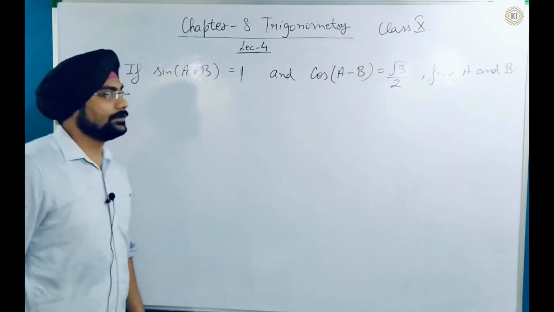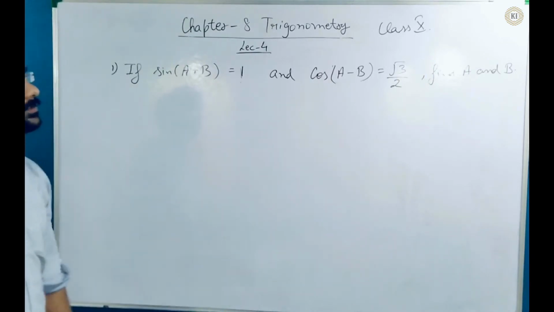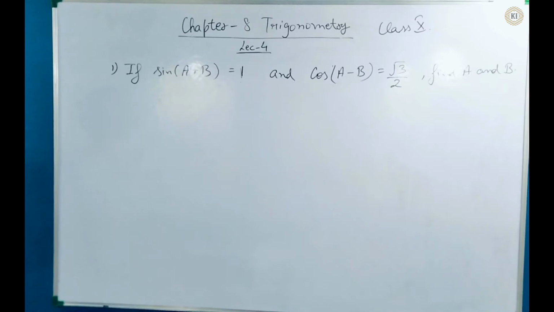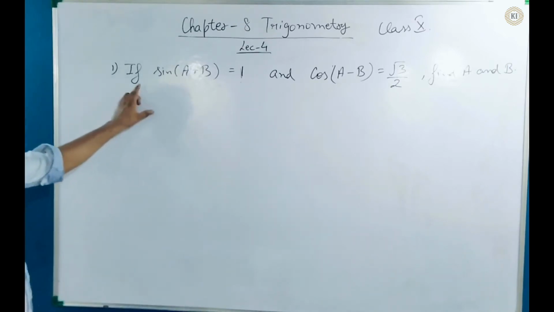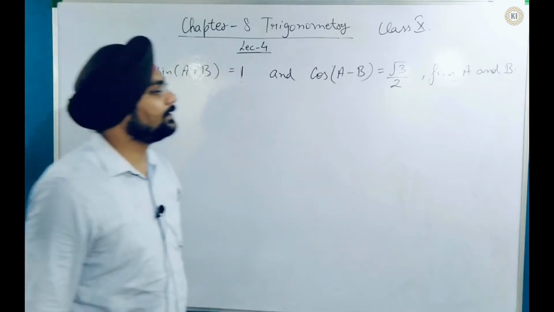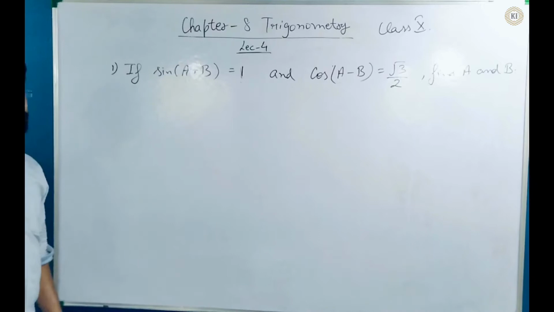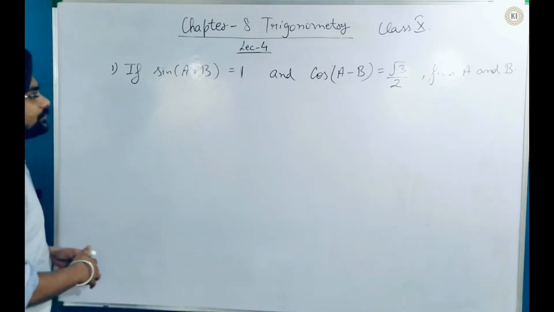Good morning everyone. Now again we are going to discuss some more questions that are based on trigonometrical angles. Now see, this is the question. If sine(a plus b) is equal to 1 and cos(a minus b) is equal to root 3 by 2, find the value of a and b.